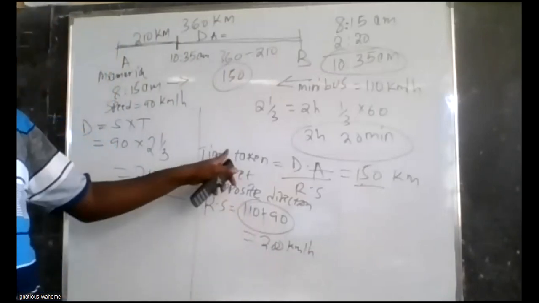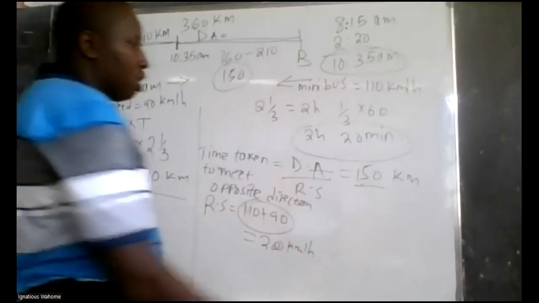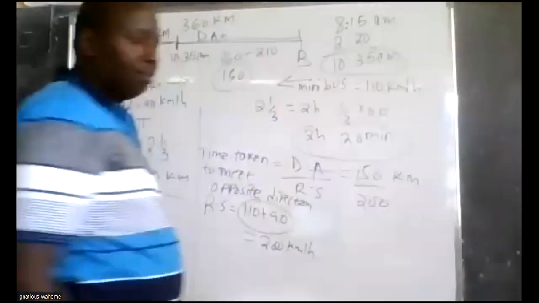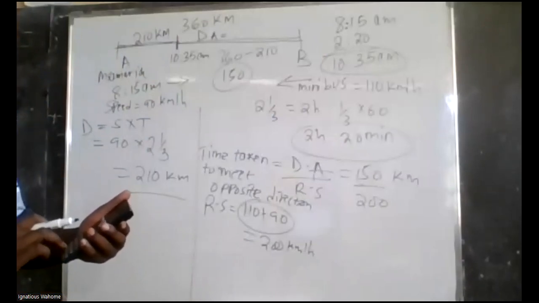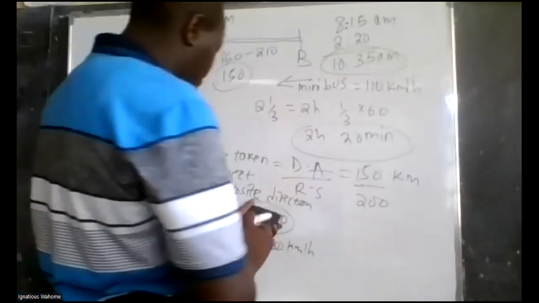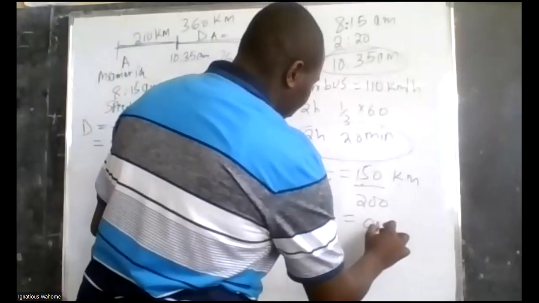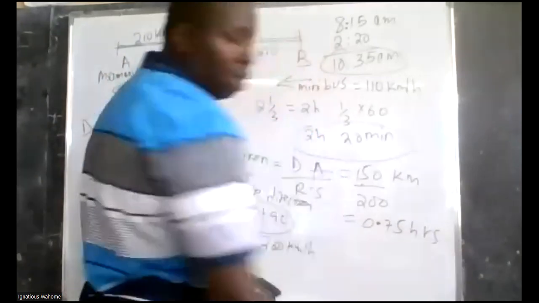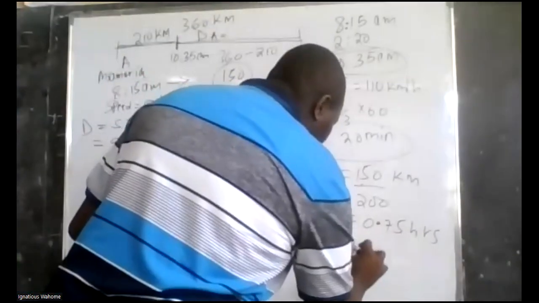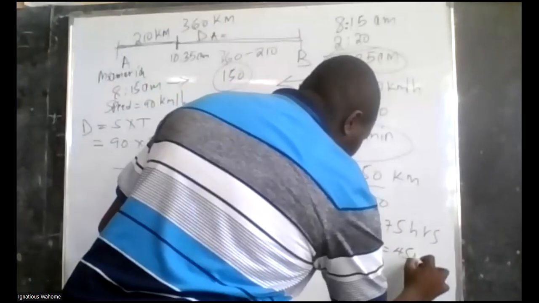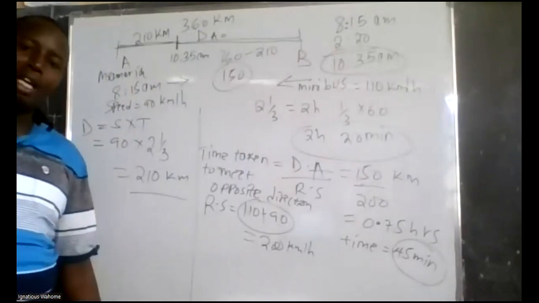So the time taken to meet is distance apart over relative speed. So it is 150 over 200. 150 divided by 200, you get 0.75. 0.75 hours multiplied by 60 gives the minutes. Time was 45 minutes. They took only 45 minutes to meet. And that time is from when?